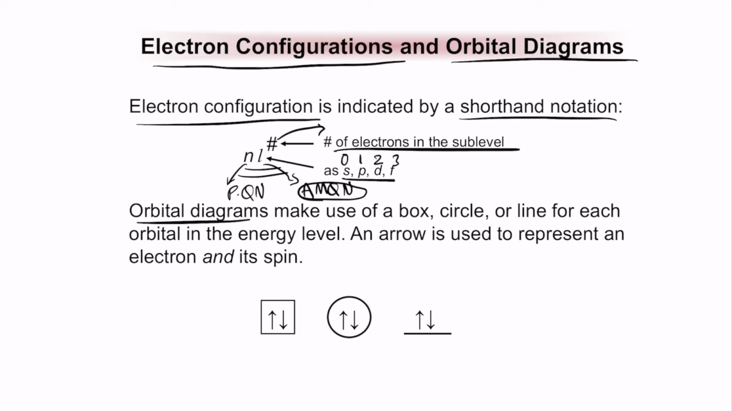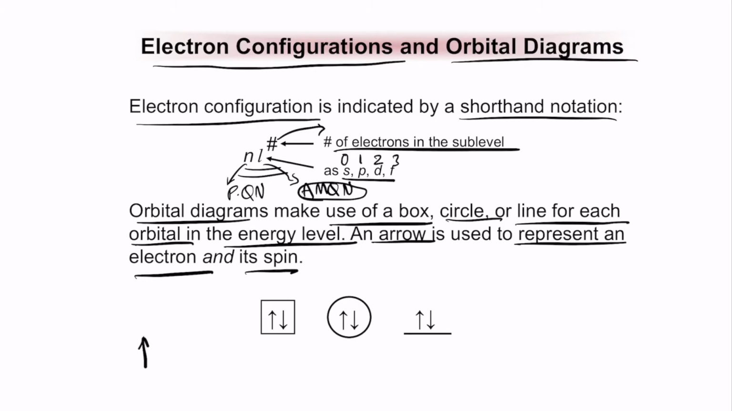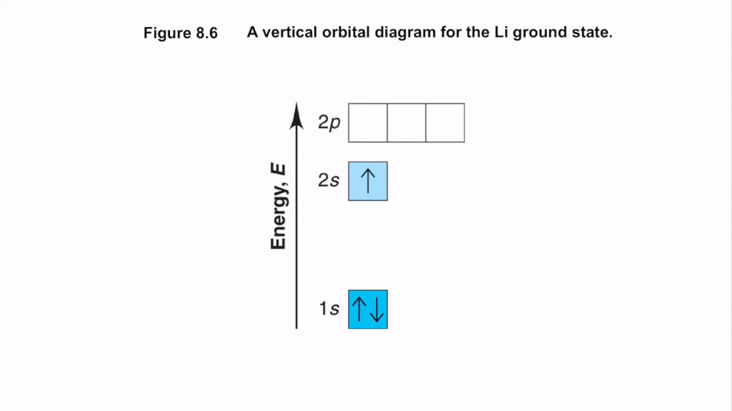So orbital diagrams make use of a box, a circle or a line to represent each orbital in the energy level. We use an arrow to represent an electron and its spin. If one we write upwards, the other will be downwards. This can be written in either a square box or a circle or on the top of a line. So these are the three ways of writing.